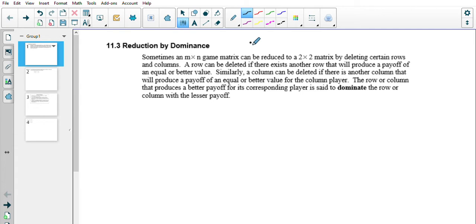So in the third section, 11.3 reduction by dominance, we're going to look at games that are not 2x2 matrices. Sometimes you'll have an m by n game matrix, so some arbitrary size bigger than 2x2. And the way that we're going to solve these is to reduce it to a 2x2 matrix. And the way that we can do that is by deleting certain rows and columns.